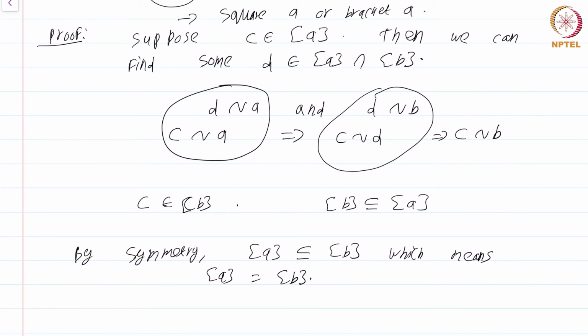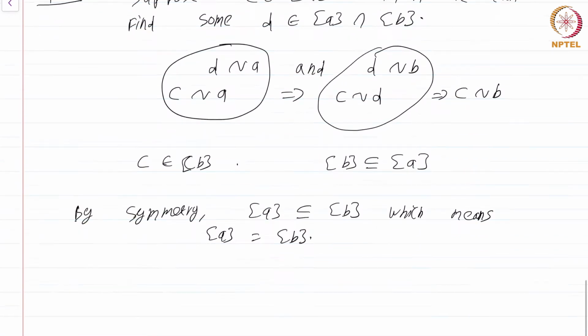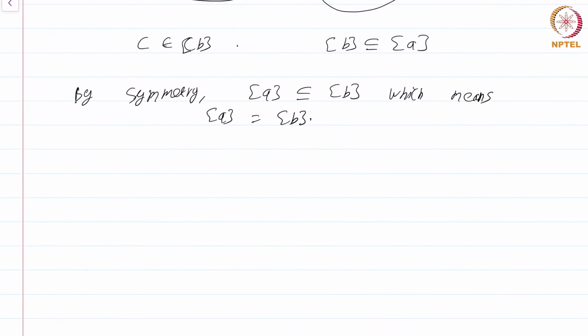Okay, so this is promising. What has happened is, if you take two equivalence classes, either they are going to be completely disjoint or they are going to be the same. So you should have anticipated the theorem that's about to come up.